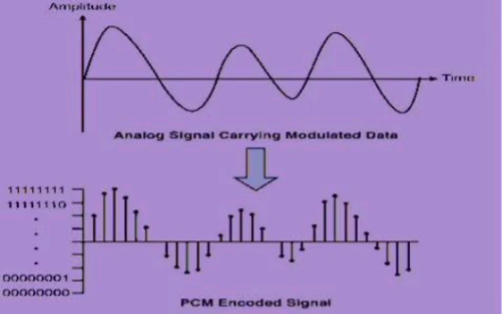If the message is varying at a higher rate, then the step size is high, and if the message is varying slower, then the step size is small. Multiplexing. There are many types of multiplexing, out of which two are FDM and TDM.